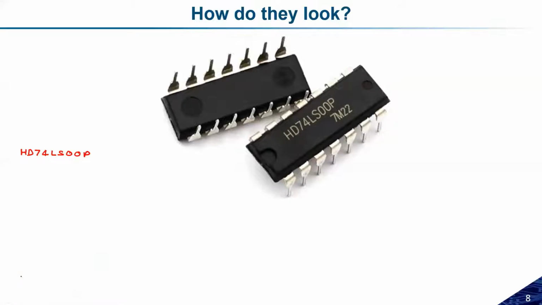Let us first start with the first two letters, which are HD. These first two letters indicate the company code, that is, which company has fabricated this IC. Who has developed this IC is indicated by these first two letters. So these first two letters are nothing but the company code.